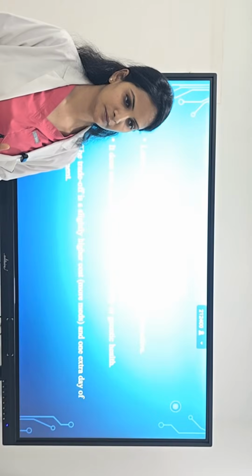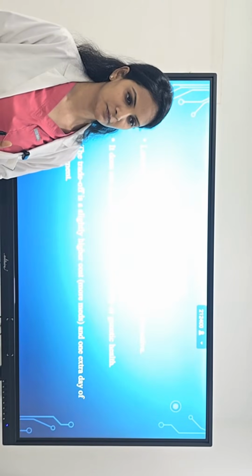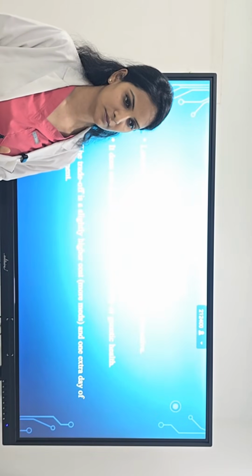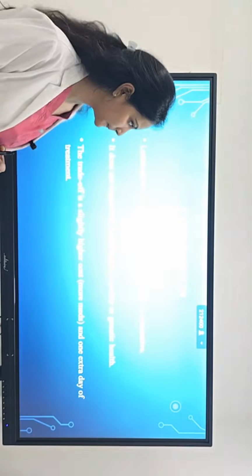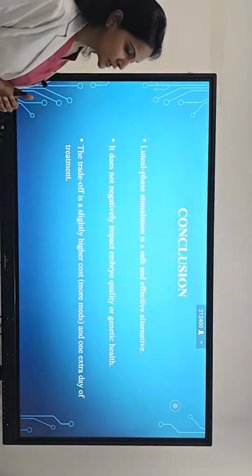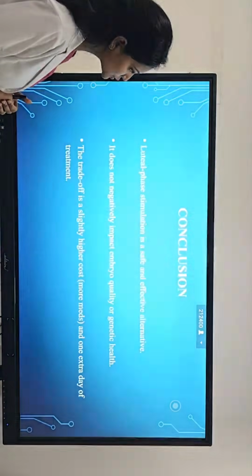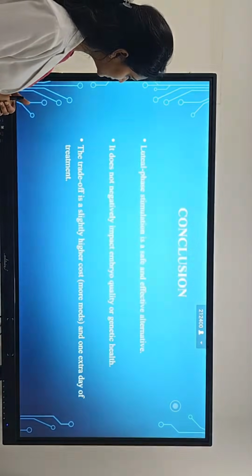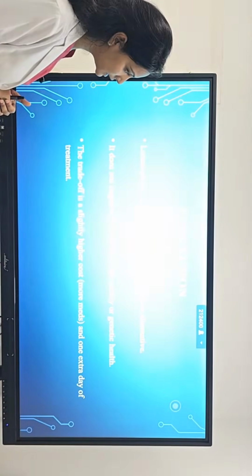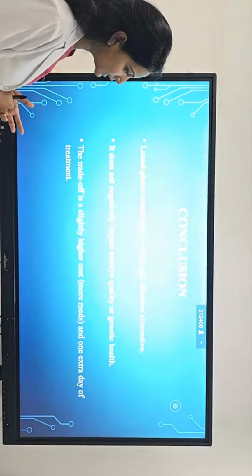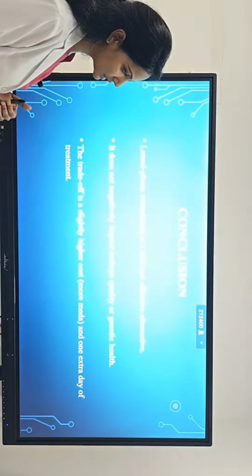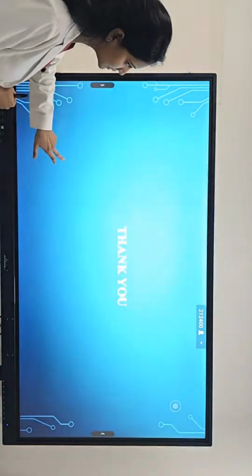So medroxyprogesterone is a cheaper alternative to cetrorelix. The same thing has been used in the follicular phase, and you can do it in the luteal phase also. So the conclusion of this article is that luteal phase stimulation is a safe and effective alternative. It does not negatively impact embryo quality or genetic health. The trade-off is a slightly higher cost, more medicines and one extra day of treatment.